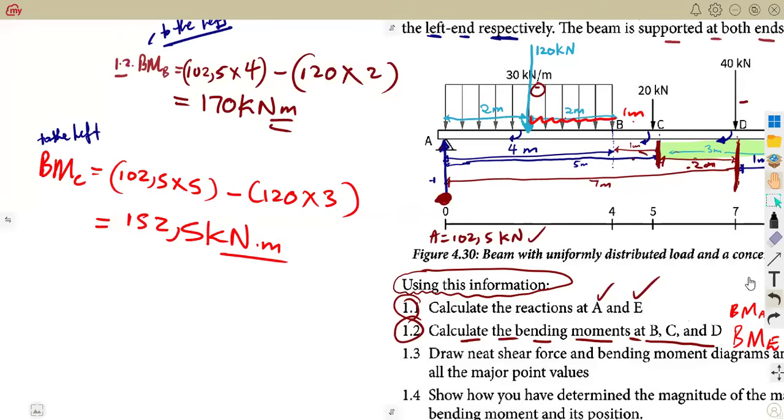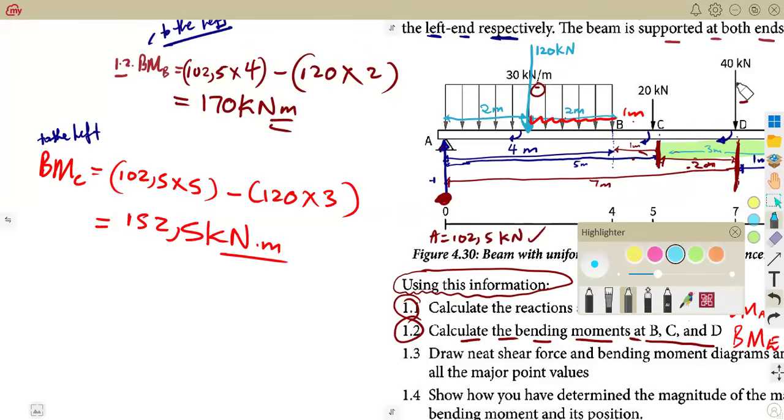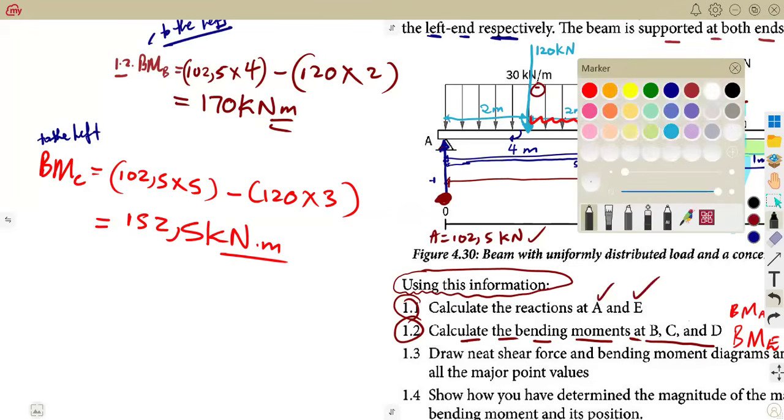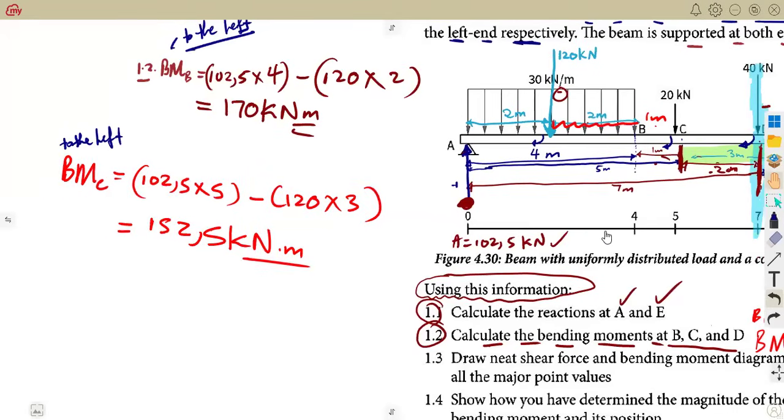Then we move on, the bending moment at D. So at D, this time our reference is going to be here, D. Remember, this is where we have D here. We are working with this D. Force times distance back to D. So let's work from the left side of D.